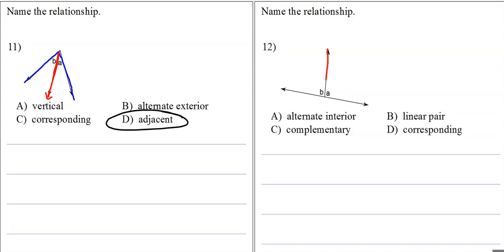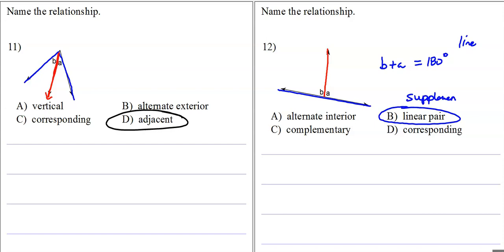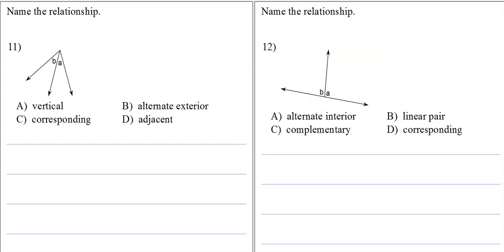You know, they do share this side, but when you put them together, B plus A would have to equal 180 degrees because they form a line. So this is the answer, line pair, linear pair. They're also supplementary. Supplementary is something that means you equal 180, but you're not necessarily a line pair. All linear pairs are supplementary, but not all supplementary angles are line pairs because they don't always share a side. All right, 13, 14.